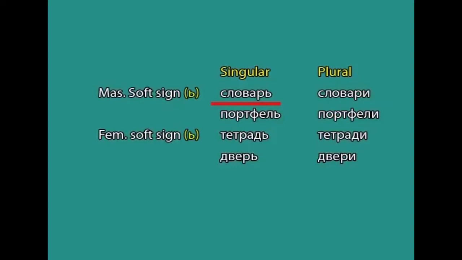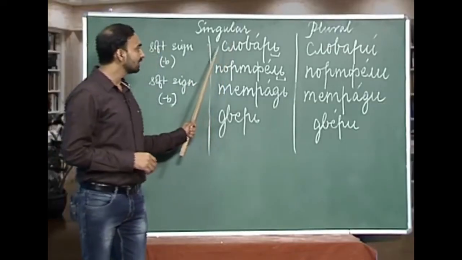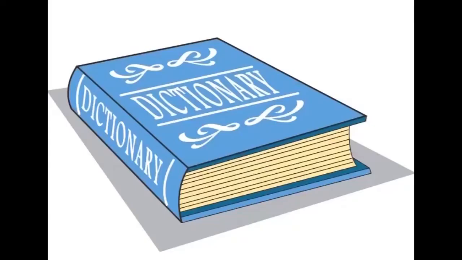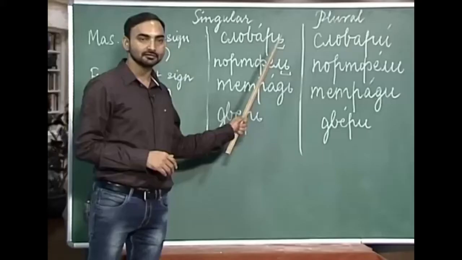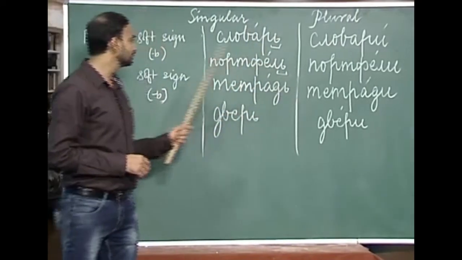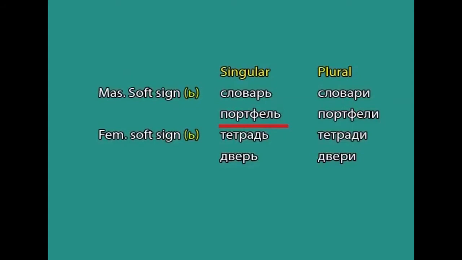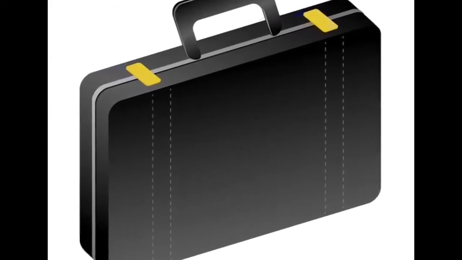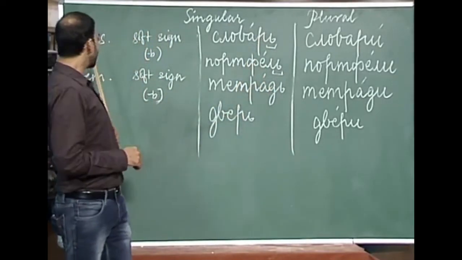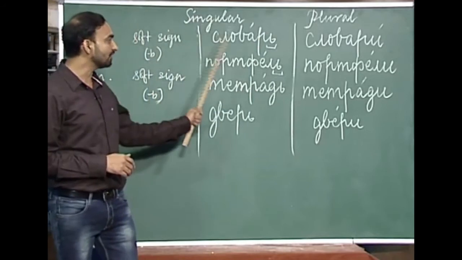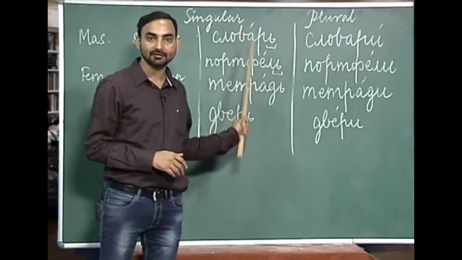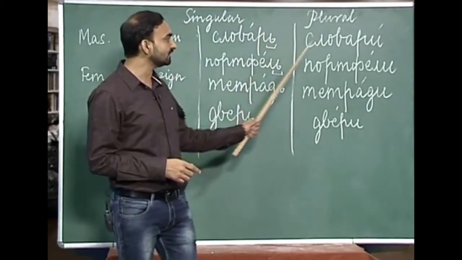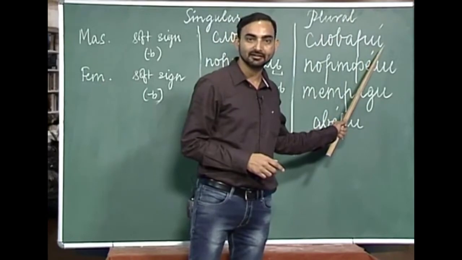For example, slavar, s-l-o-v-a-r and soft sign, which is dictionary, has a soft sign ending. Portfiel, portfiel is a briefcase. Briefcase again has a soft sign ending, and both these nouns are masculine gender nouns. So, how do we form plurals of these masculine gender nouns with soft sign ending? We replace this soft sign with soft vowel E.